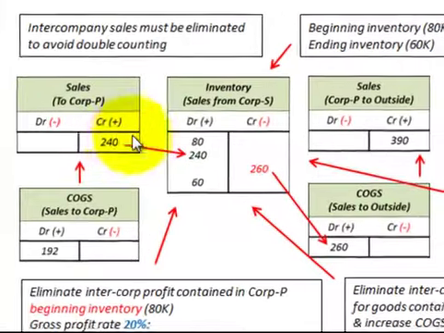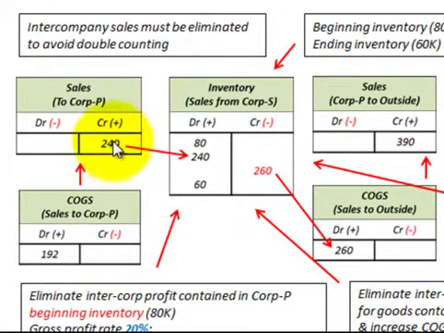Okay, now that we determined the gross profit rate on the sales from the subsidiary to the parent, we can determine the profit that's sitting in the beginning inventory and then the profit that's sitting in the ending inventory. And then knowing that profit, we'll have to eliminate the intercompany profit based on the intercompany sales between the subsidiary and the parent. So we'll go in and calculate our eliminations now.